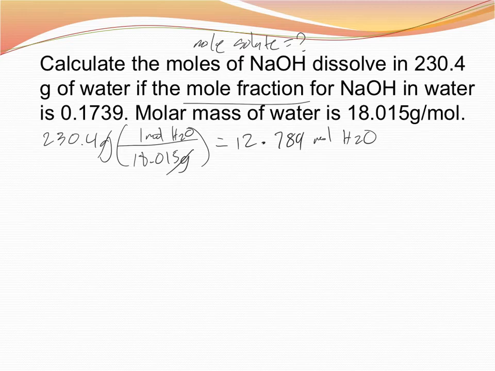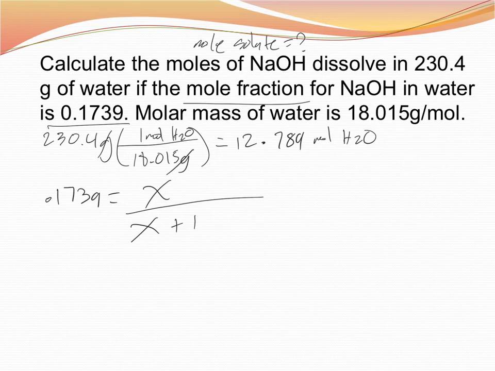So the mole fraction, I'm reading, is 0.7 something right there. So it's pretty straightforward. 0.1739 equals mole solute, which I don't know, let's call that X, divided by mole solute again, plus mole solvent, which is 12.789 mole. Okay, so let's cross multiply and divide.